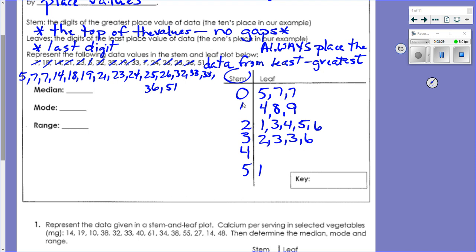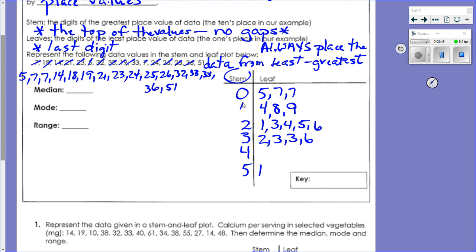So, quick little Mr. Moore tip. One of the most important things on this is your key. Because your key is where I learn about the place value of the numbers that are in my stem and leaf plot. So my key is absolutely critical. You must do a key with a stem and leaf plot so that people understand what the numbers are. The key looks just like this.